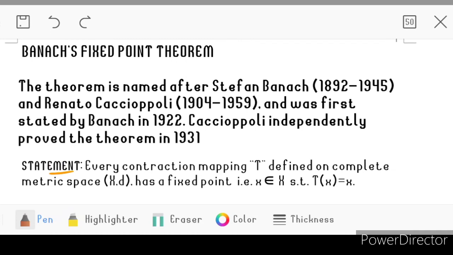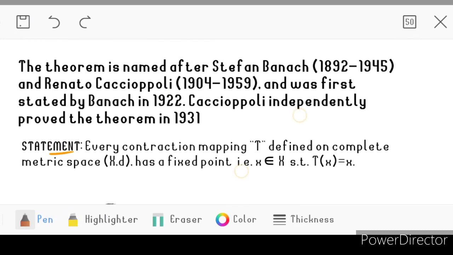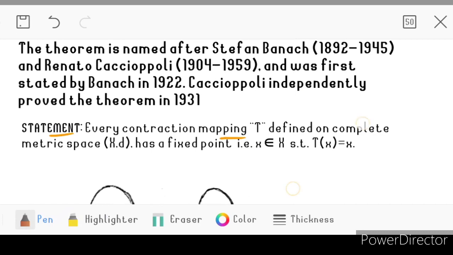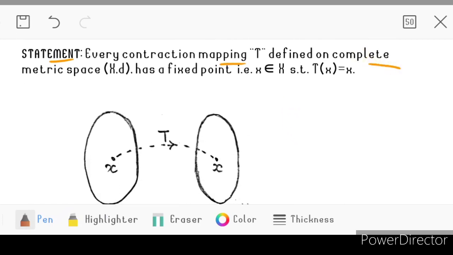Hello everyone. So in this video we will continue from Banach fixed point theorem. This is the next lecture. So let us start with the statement. Every contraction mapping T defined on a complete metric space (X, d) has a fixed point, that is, x belongs to X such that T of x is equal to x.